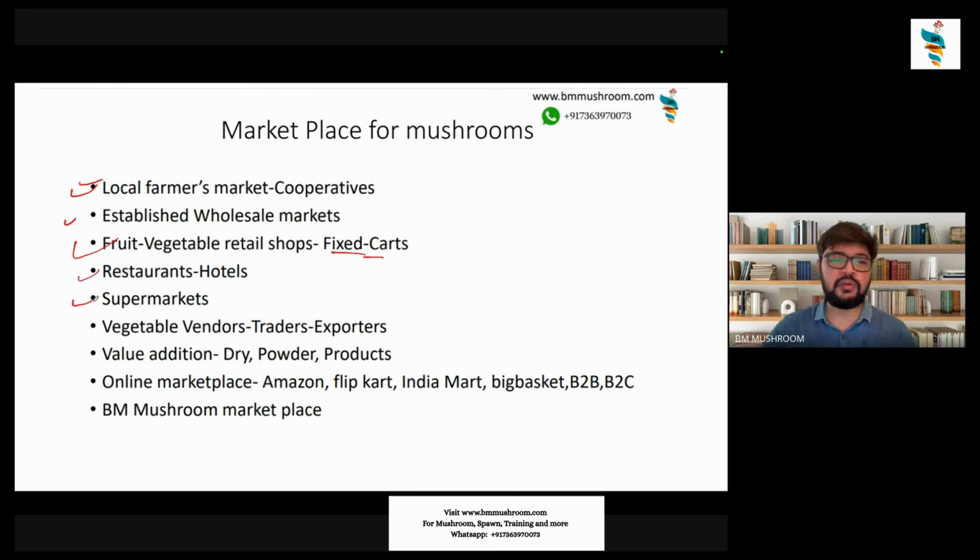Supermarkets like big players, Reliance or quick commerce, you can always approach or tie up with them and supply to them. Vegetable vendors, traders, exporters, there is a big export market as well. You can figure that out as well. Value addition, you can make dry powder products, you can offer those products.